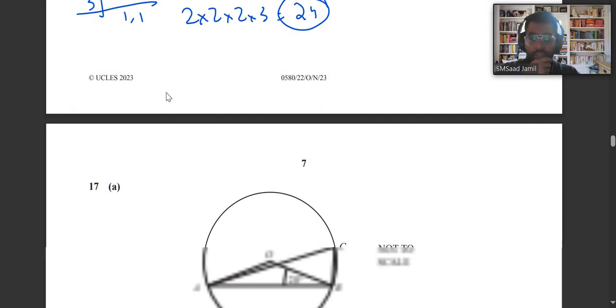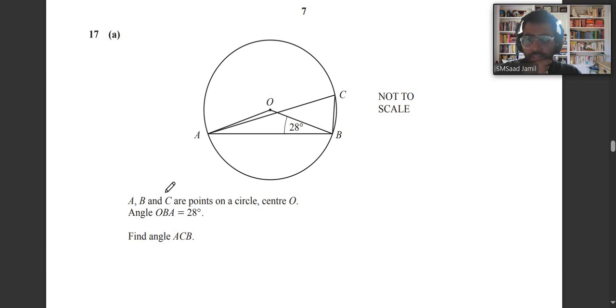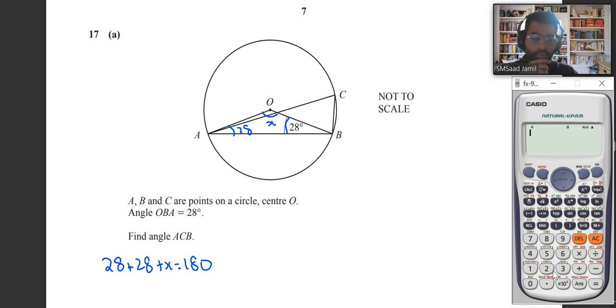Now let's move on to the next question. It says A, B, C are points on the circle, center O. Angle OBA is given. Find ACB. Look, in this question, the center is O. So if this side is 28, this side will also be 28, and let's call this x. So 28 plus 28 plus x is equal to 180. 28 plus 28 is 56, but of course, why not cross check?